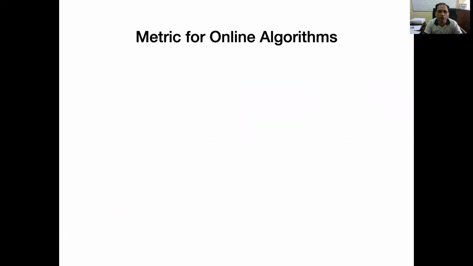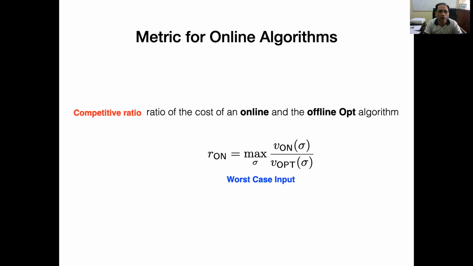Since we are talking about online algorithms, it's good to revise what the metric is. For an online algorithm, the metric is called the competitive ratio, defined as the cost of an online algorithm. Since we're looking at a minimization problem, V on of sigma is the cost of the algorithm on input sigma, while V OPT of sigma is the cost of an optimal offline algorithm on the same input sigma.